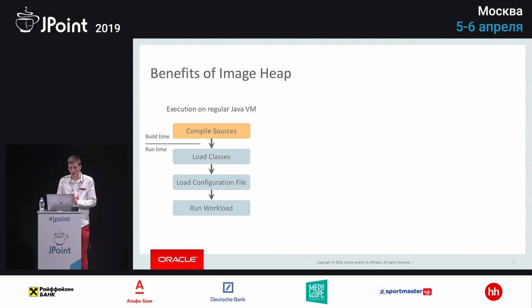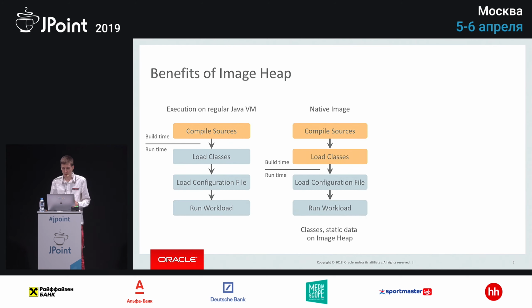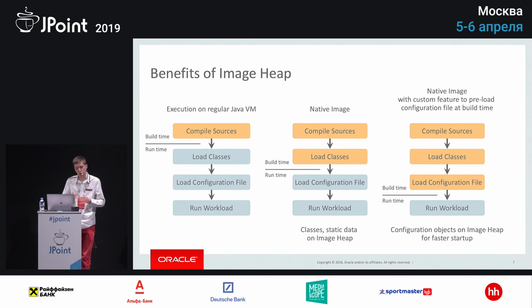So the benefits here are, well, on a regular JVM, you compile the sources, and then everything happening at runtime is loading classes, loading configuration files, and running the workload. But both loading the classes and loading the configuration files is bad for startup behavior. So with native image, you have the ability to load classes up front if you want, and then already have them loaded when the application starts. And you can also push this a little bit further. You can also make your application load a configuration file or prepare a certain table before the program even starts running.